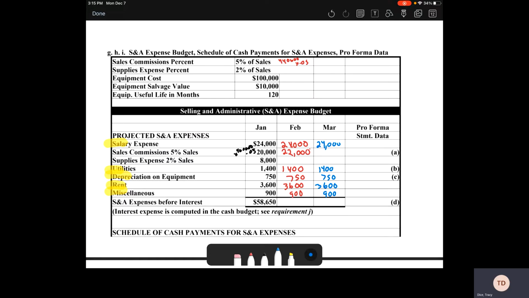And then for March, it would be 484,000 times 5%, and that equals 24,200. So that would be our commission because you're making 5% on all of the sales. So now we've got to figure out our supplies expense. Where's that going to come from?